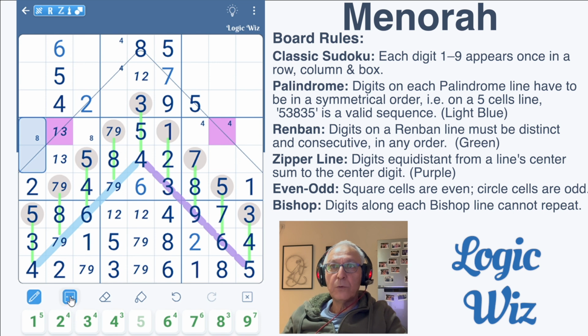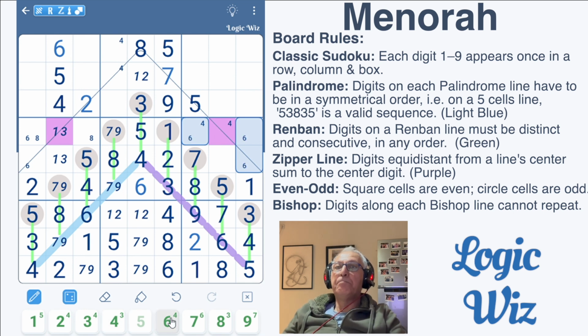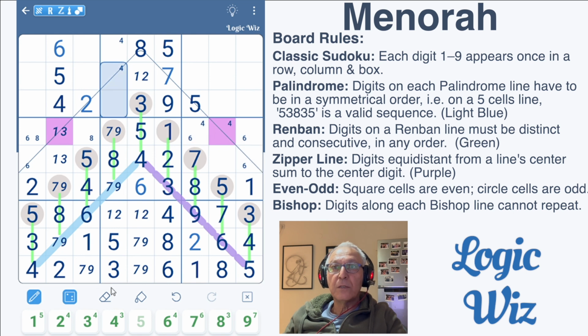6 here must go in one of these cells in this box, because we have here a 6 and we have here a 6. In this box, 6 can go here or here. And what about this box? This box, 6 can go in one of these two cells.